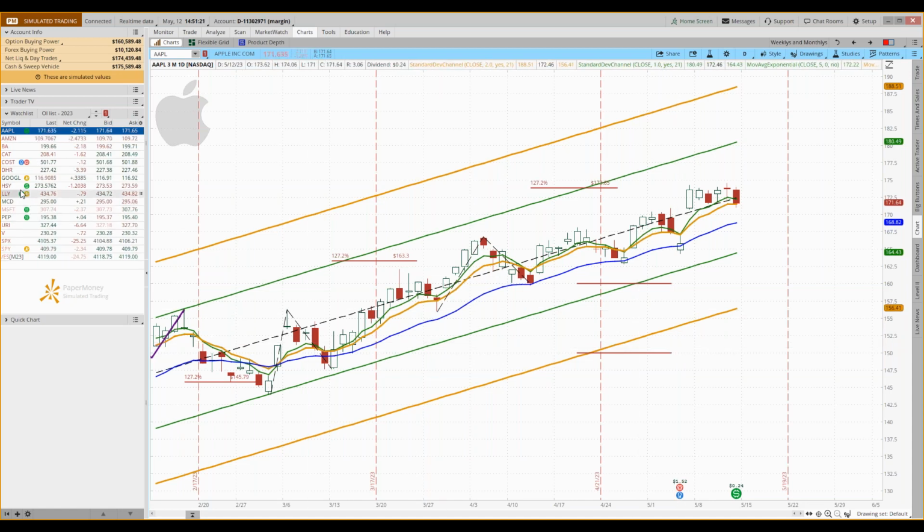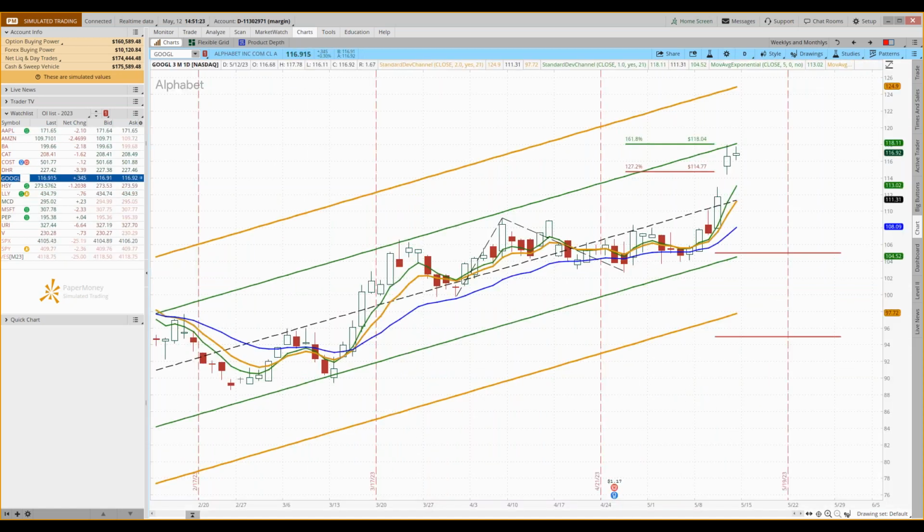Now let's take a look at Google. Google was another one we profited handsomely from. Google, it made a measured move. Took a while for it to make a measured move. It made a measured move right here.